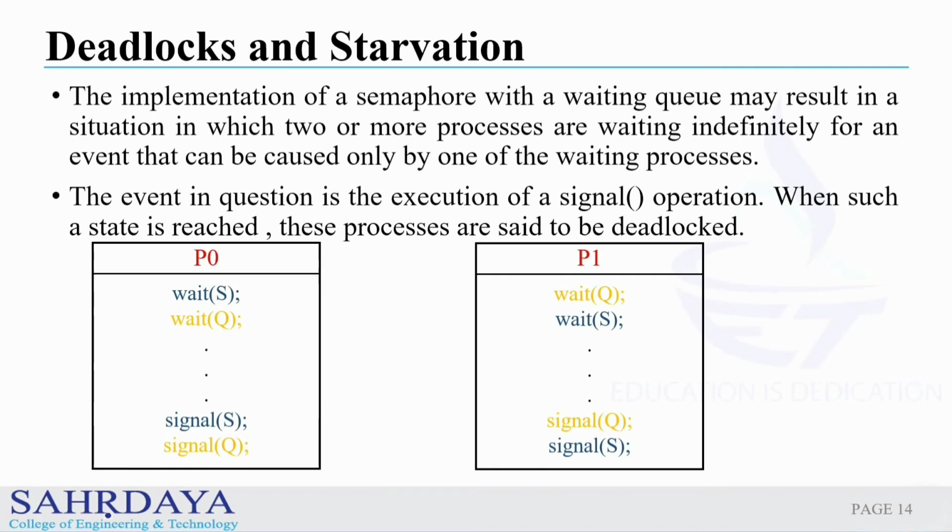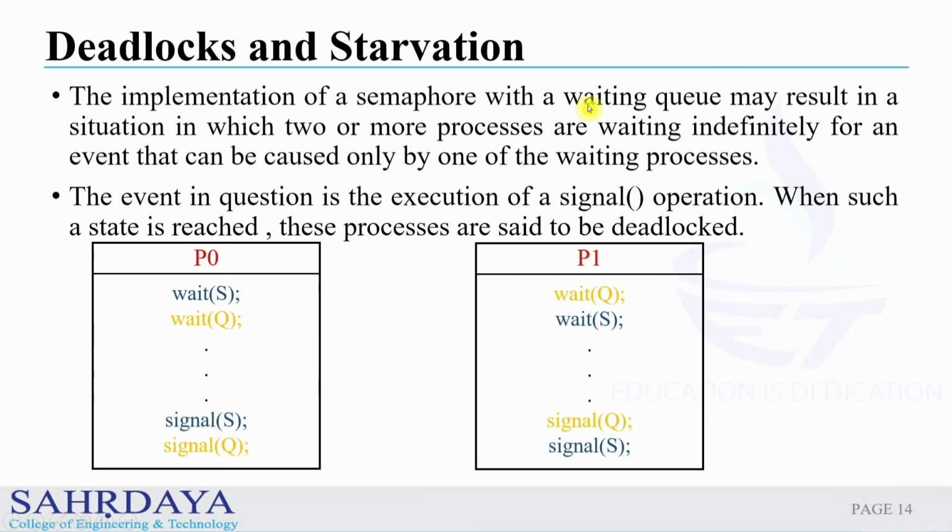Now we have discussed that by introducing some slight modifications on the wait and signal operation, we could solve the problem of busy waiting. That was done by introducing a waiting queue. But there are some other problems that we are going to face even after introducing the concept of waiting queue. Let us see what it is. The implementation of a semaphore with a waiting queue may result in a situation in which two or more processes are waiting indefinitely for an event that can be caused only by one of the waiting processes.